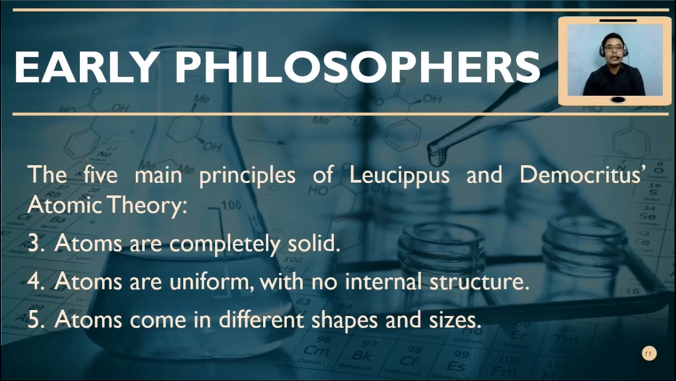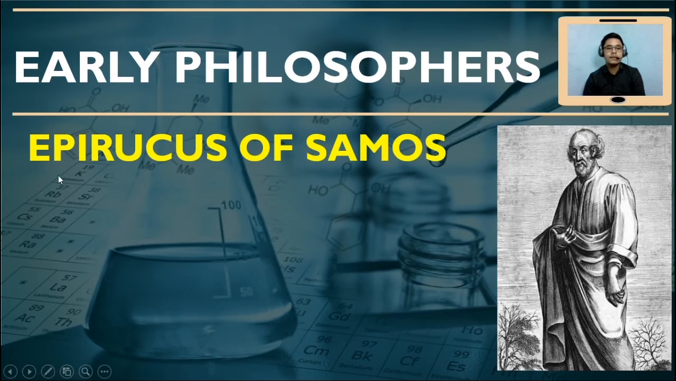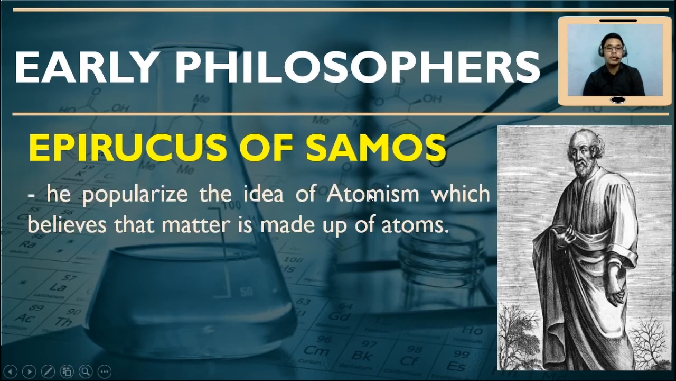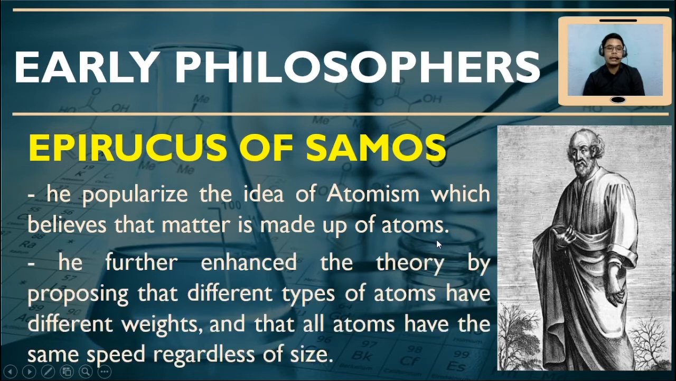And now, let us continue our discussion regarding the early philosophers. So next philosopher we have Epicurus of Samos, wherein Epicurus of Samos popularized the idea of atomism, which believes that matter is made up of atoms, which are indivisible, indestructible particles. And then he further enhanced the theory by proposing that different types of atoms have different weights, and that all atoms have the same speed regardless of their size.